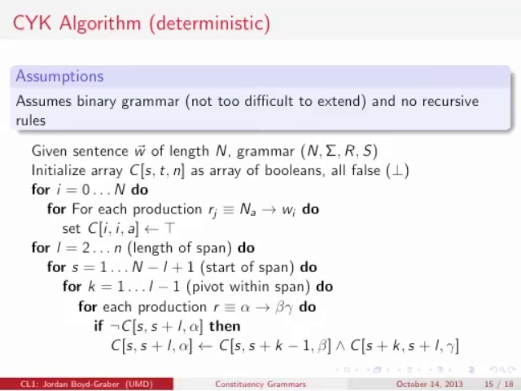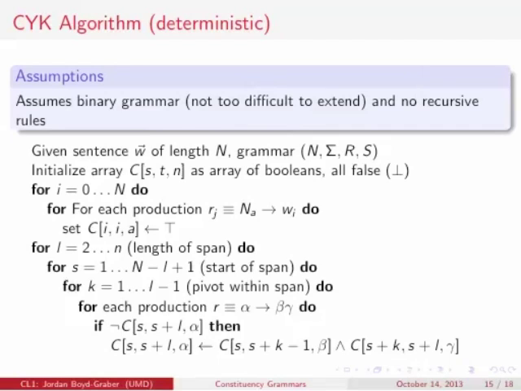These spans start at position S and have length L. They also have an associated pivot position K, and this pivot position tells us where this larger span is broken up into two subspans. So what we're trying to do is check, for every rule in our grammar that takes a left-hand side alpha and produces a right-hand side beta and gamma, where we switch from beta to gamma. This is called the pivot position.